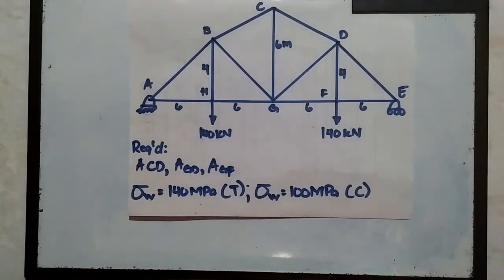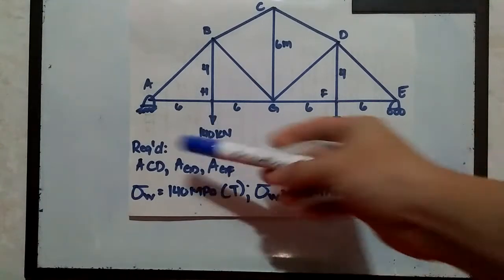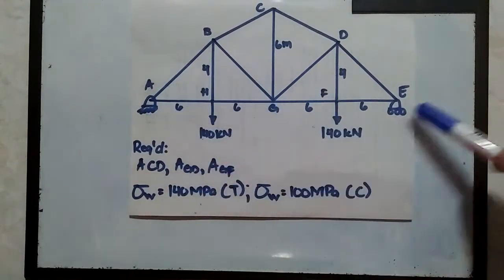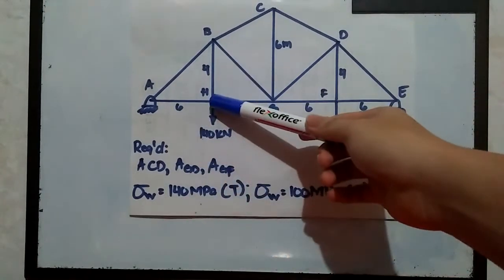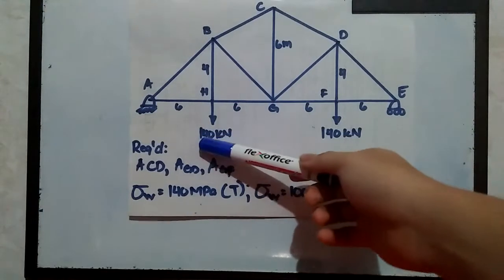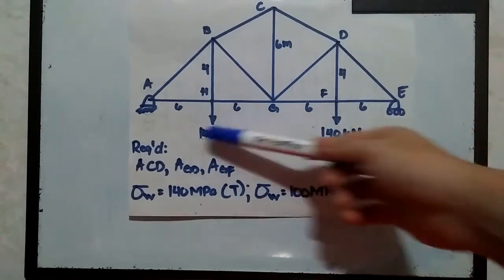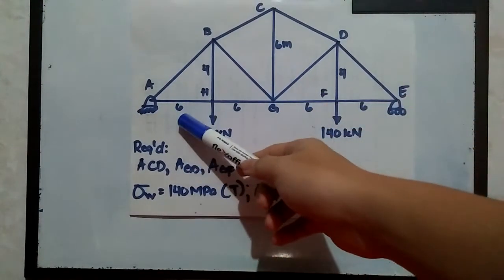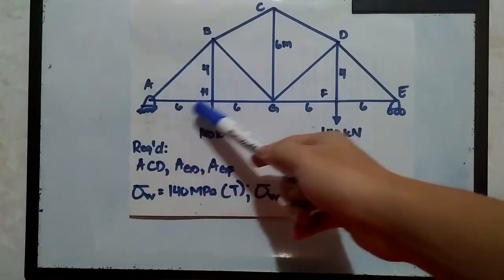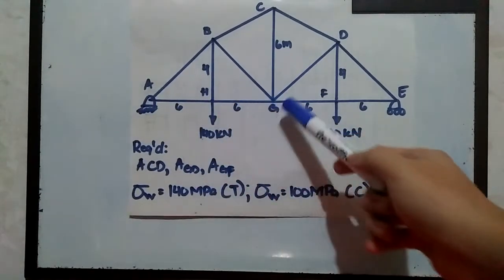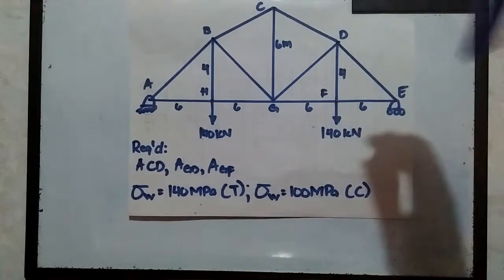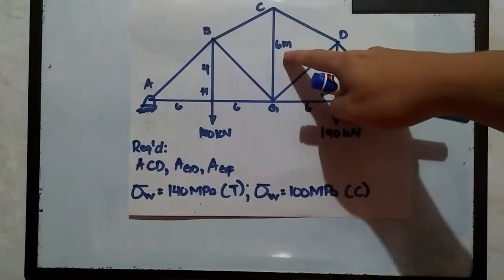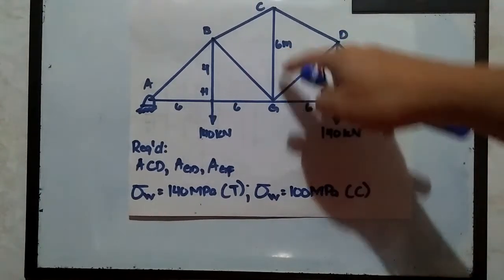As you can see here on the free body diagram, we have a truss system supported by a pin at point A and a roller at point E, with an applied load at point H and point F equivalent to 140 kilonewtons at each point. We have the measurements: A to H is 6, H to G is 6, G to F is 6, and F to E is also 6. The unit for the length is obviously in the metric system, that's in meters.